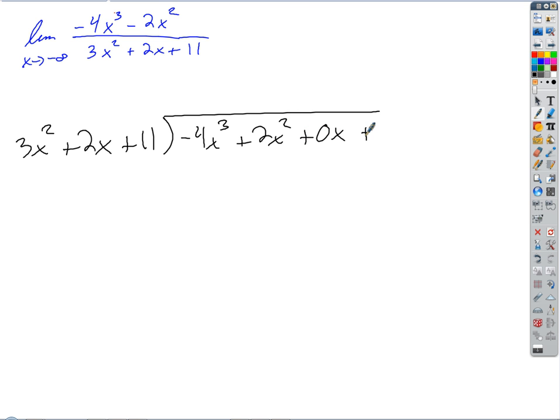Plus 0x plus 0, right? Did I mess something up? Okay, in this case, it wouldn't have been as big a deal because the two terms that we had were sequential. But what if I'd had an x cubed term and an x term? Then I would have had to include that 0x squared column there, right? Okay.